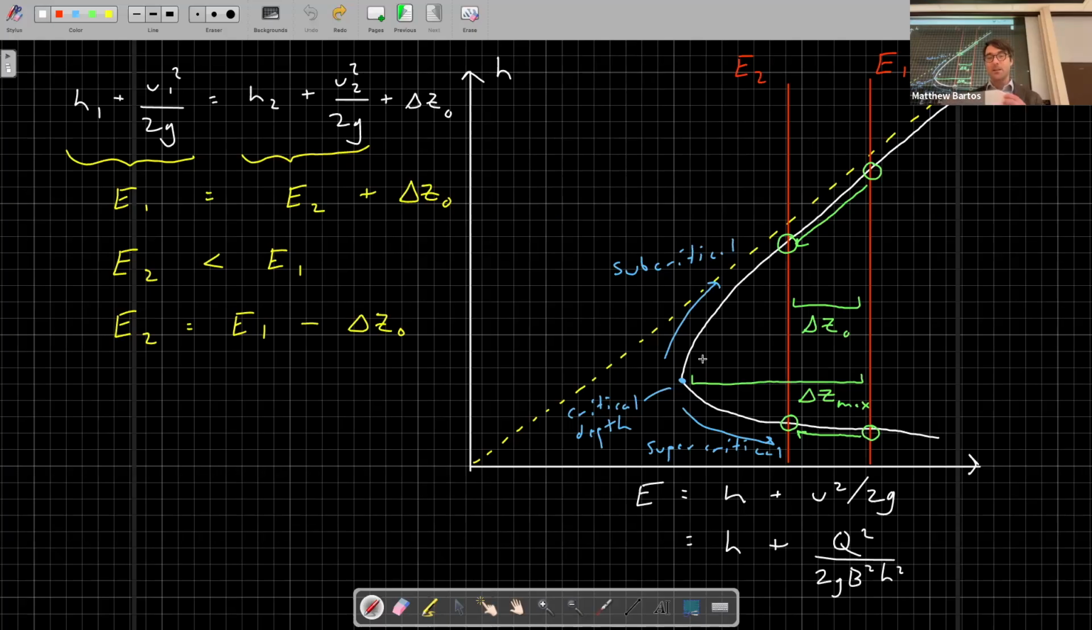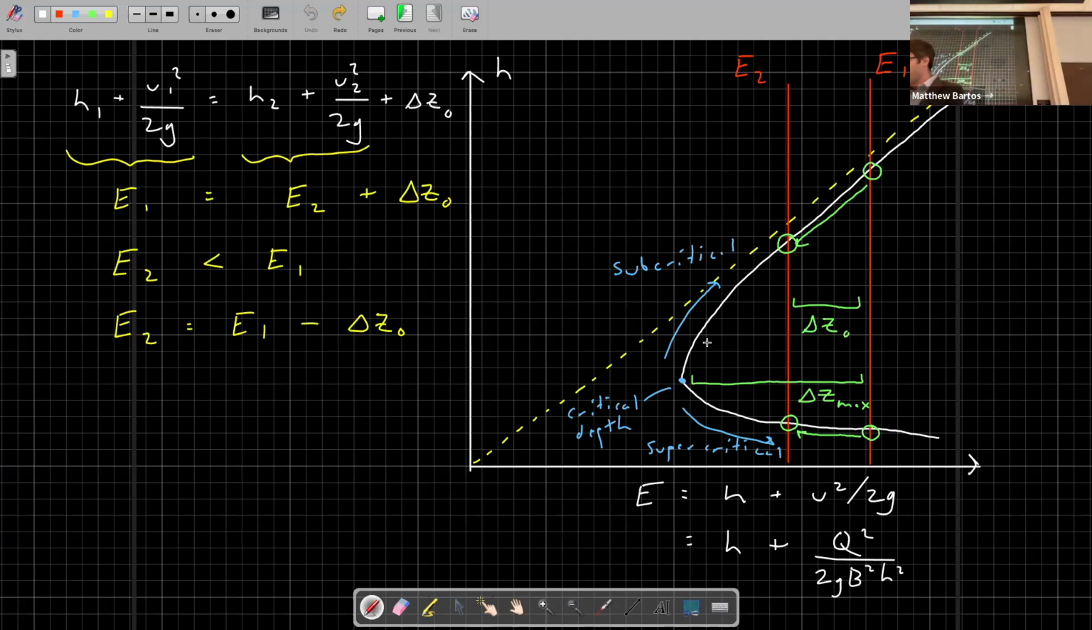So to answer your question, though, it doesn't need to be quantitative as long as the structural features of this graph are obtained. Basically, all we need to know is that this delta Z naught doesn't reach delta Z max. So, looking at the graph, right? Well, we do, because at this point here, there will actually only be one solution. And we know that there's two solutions.